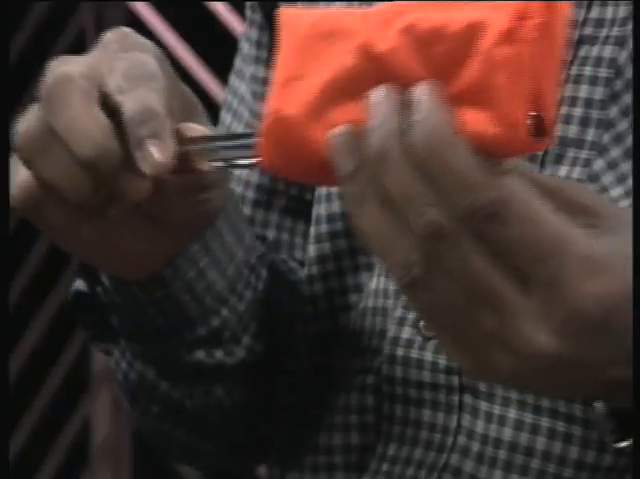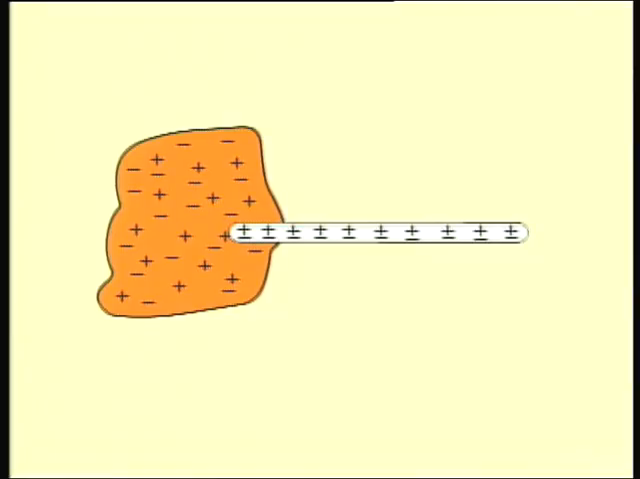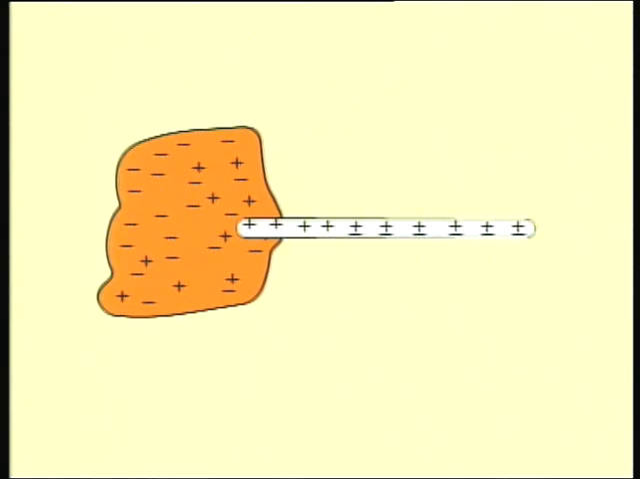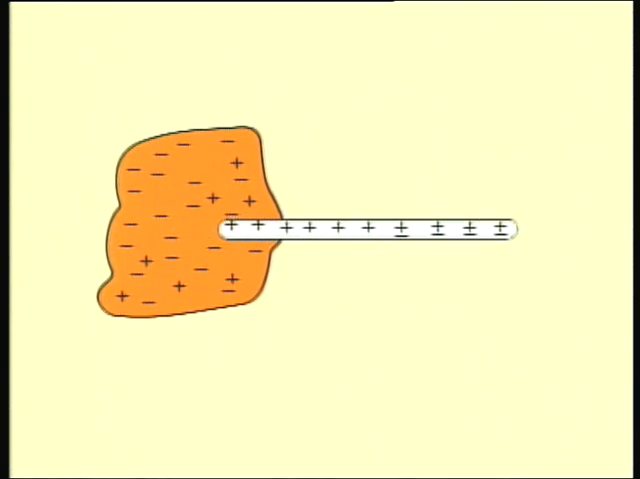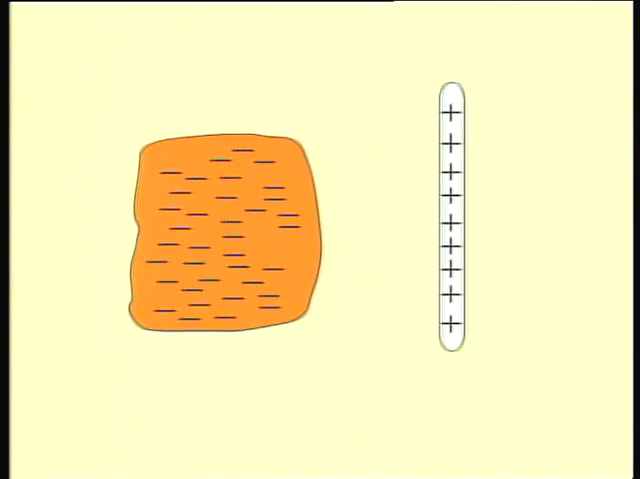What happens when we rub this glass rod with the silk piece? Compared to the glass, the silk piece has a greater affinity for electrons. So, in this case, the glass rod will give up electrons to the silk. Hence, the glass rod will become positively charged and the silk will become negatively charged.